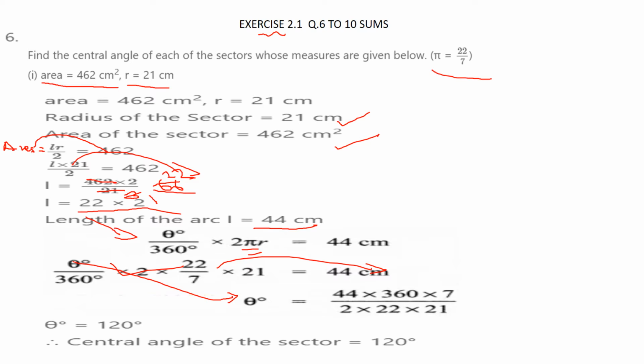Here 11 table cancel it, 2 11s are 22, 4 11s are 44. Again cancel, 1 2 is 2, 2 2s are 4. Again here also cancel, 1 2 is 2. Again here 7 table cancel it, 3 7s are 21, 1 7 is 7. Here 1 3 is 3, 1 3 is 3, 2 3s are 6 and 0. So theta, the central angle, is 120 degree.